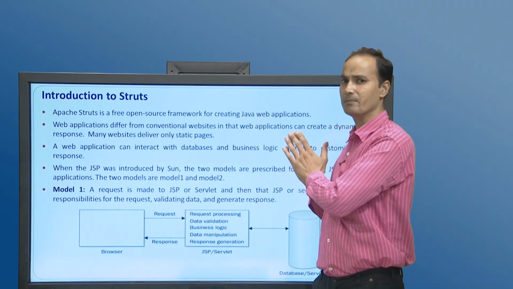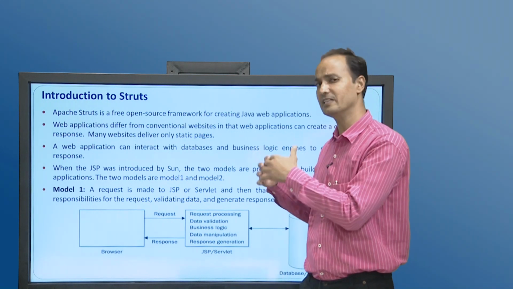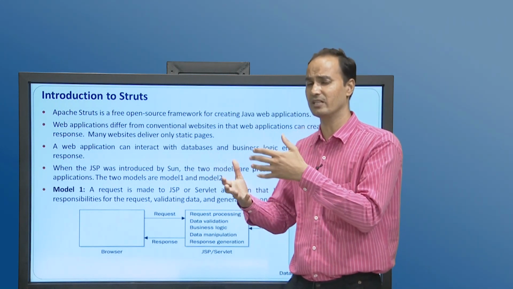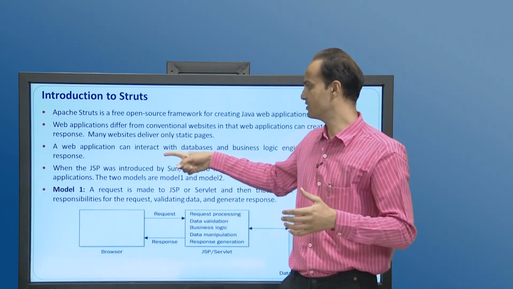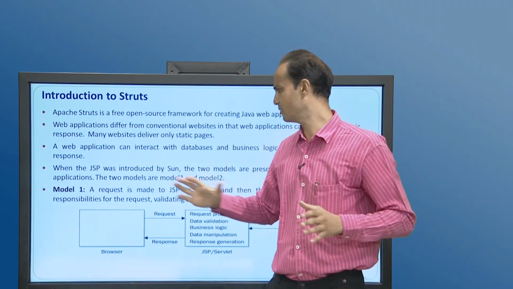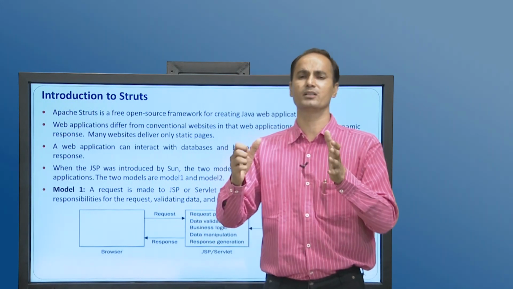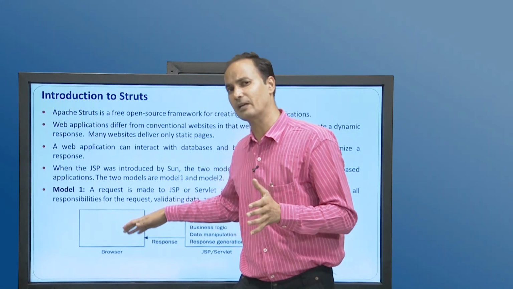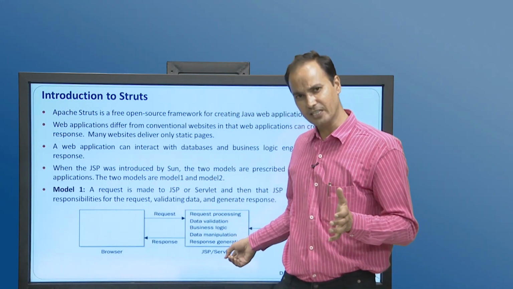Web applications differ from conventional programming in the modern programming environment in that a dynamic request is sent for a dynamic resource, which then requires further processing. Initially, when JSP was introduced, two models were introduced: Model 1 and Model 2. Under Model 1, when the browser sends a request, it is received by the JSP or Servlet container.